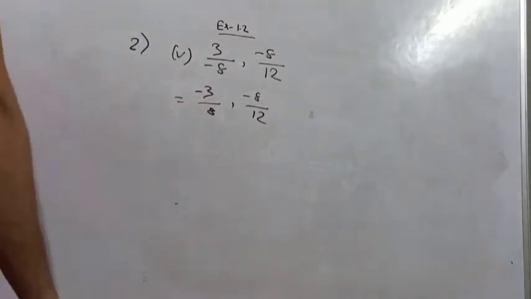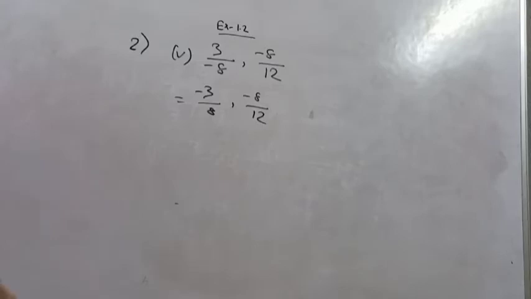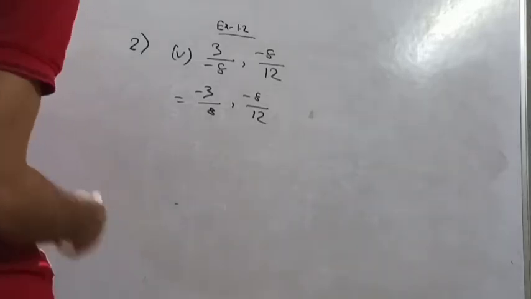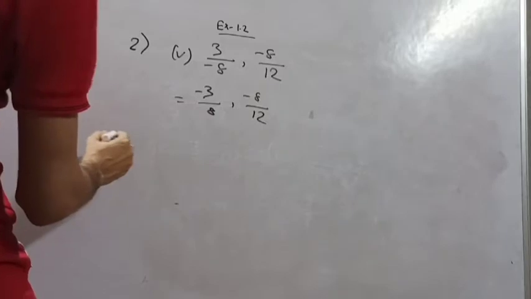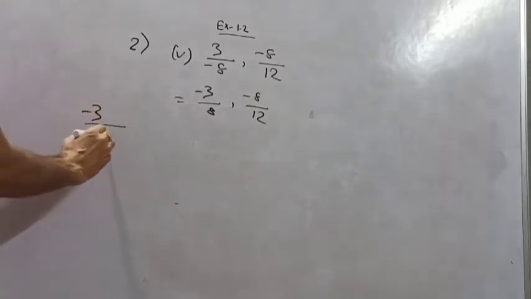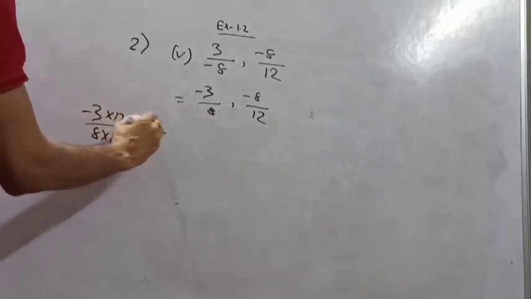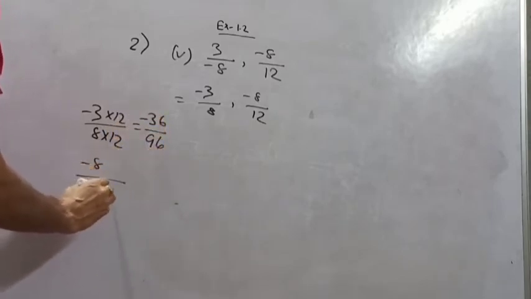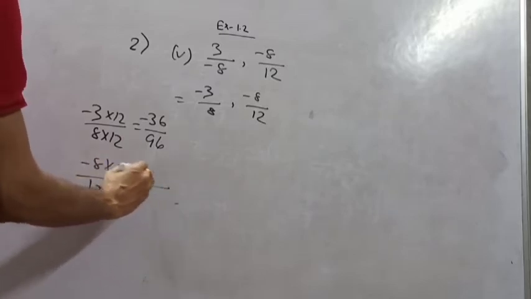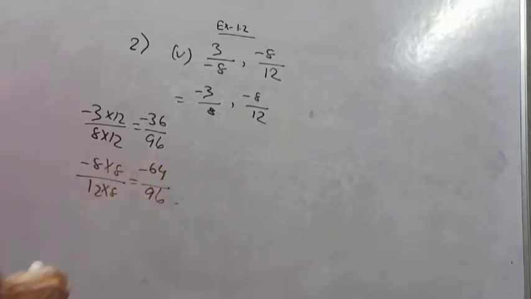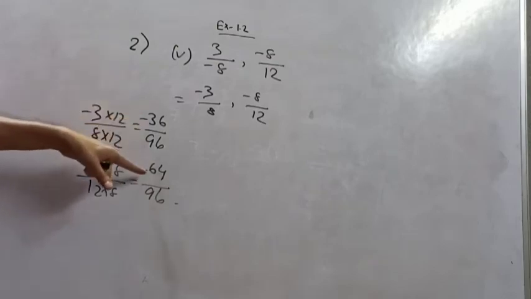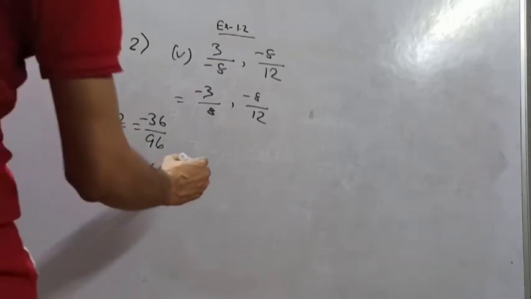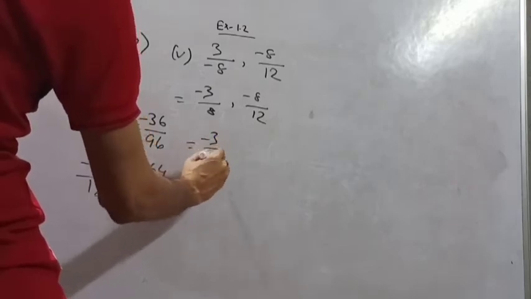Here it is difficult to say which one is greater. Now if we multiply directly, cross multiply, we get minus 36 and minus 64 over 96, 96 common. So minus 36 is greater than minus 64, so minus 3 by 8 is greater than minus 8 by 12.